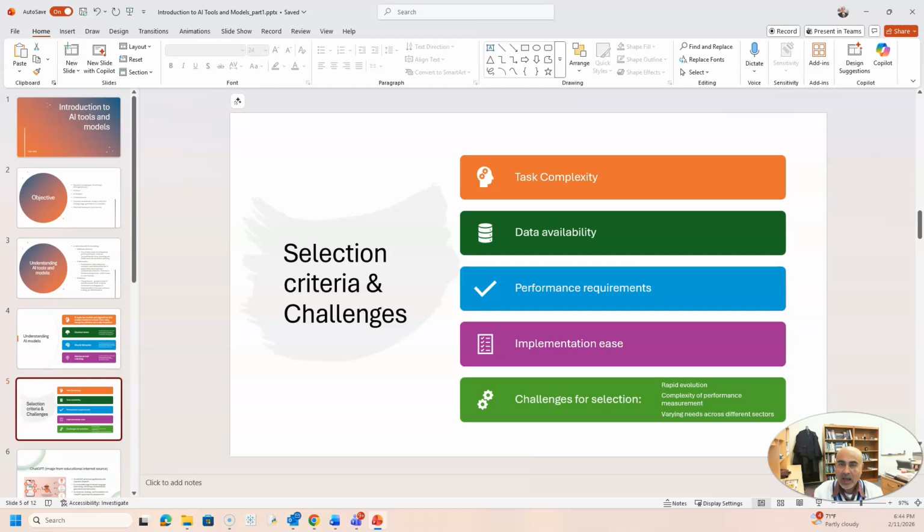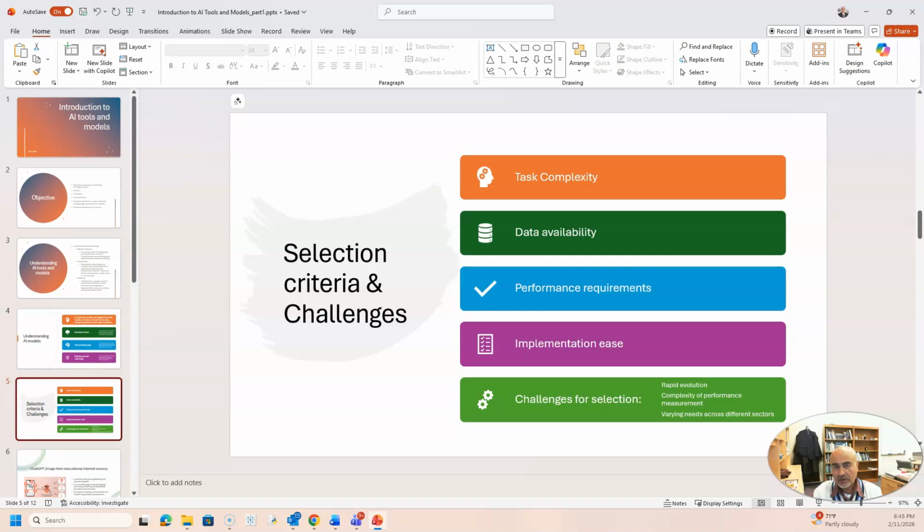So how are we going to select our AI tool or model? Selecting these AI tools and models depends on various factors that are very crucial to the success of the AI-driven solution.